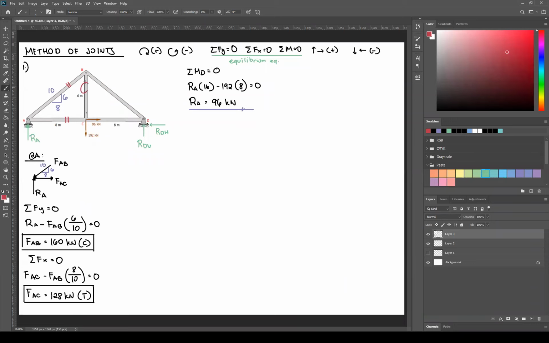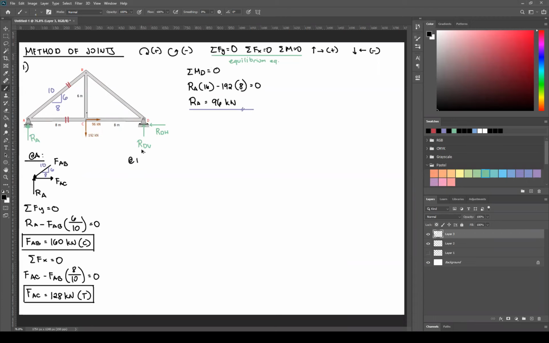Because checking B, there's only 2 unknowns. Checking C, there's only 2 unknowns. However, at D, I haven't solved for RDV and RDH yet. So there's 4 unknowns for D. So now it's a matter of preference. You can start with B or C, whichever you want. Okay, let's try starting with B.